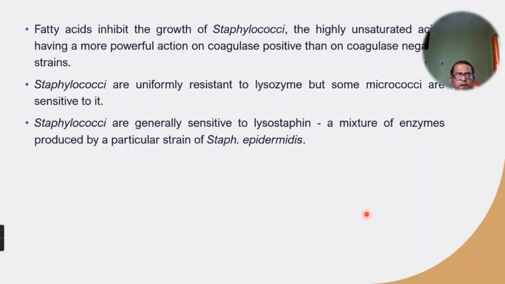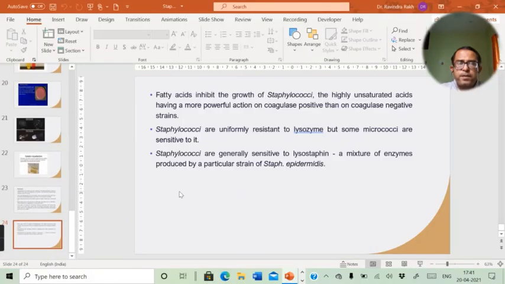Now, Staphylococcus aureus is uniformly resistant to lysozyme, but some micrococci are sensitive to it. Staphylococci are generally sensitive to lysostaphin, a mixture of enzymes produced by certain Staphylococcus epidermidis strains. This mixture of enzymes can easily destroy Staphylococcus aureus strains. So this is all about the etiological characteristics of Staphylococcus infection.